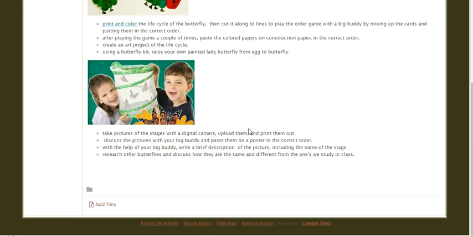They'll also create an art project with the life cycle, and with the butterfly raising kit, they will raise their own painted lady butterfly. And they'll take pictures of the stages, as I said before. They'll discuss the pictures with their big buddy or a volunteer, and with the help of that volunteer or big buddy, they will provide a brief description of the picture and what stage the butterfly is in.